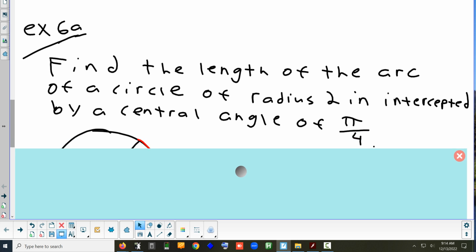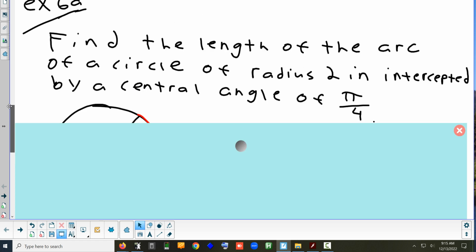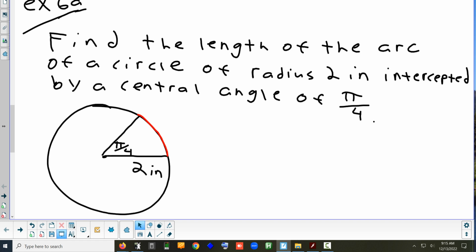So here's a problem where they've given you the problem 2 ways. They're going to give you a picture, and they're going to give you a sentence. You don't really need both, but I just gave you both. So it says find the length of the arc. The radius is 2, and the angle is pi over 4. If you're more visual and you want to know what you're really doing, you're finding the length of that part in red.